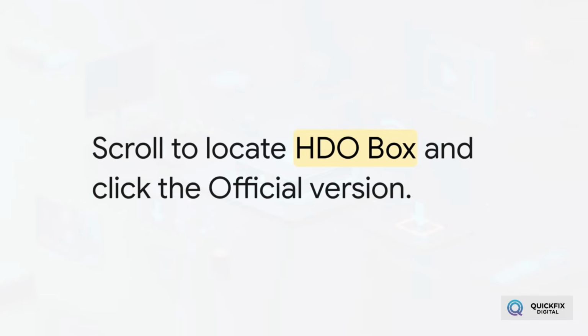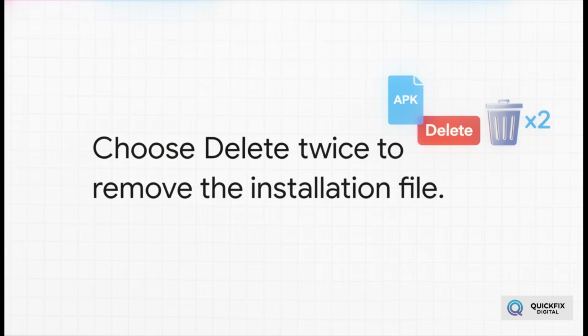Scroll down the Toolbox menu, find HDO Box, and click the official version to start downloading. Once it's installed, just click Done. Don't actually open the app quite yet. Hit delete twice to get rid of the installation file. It saves valuable storage space.